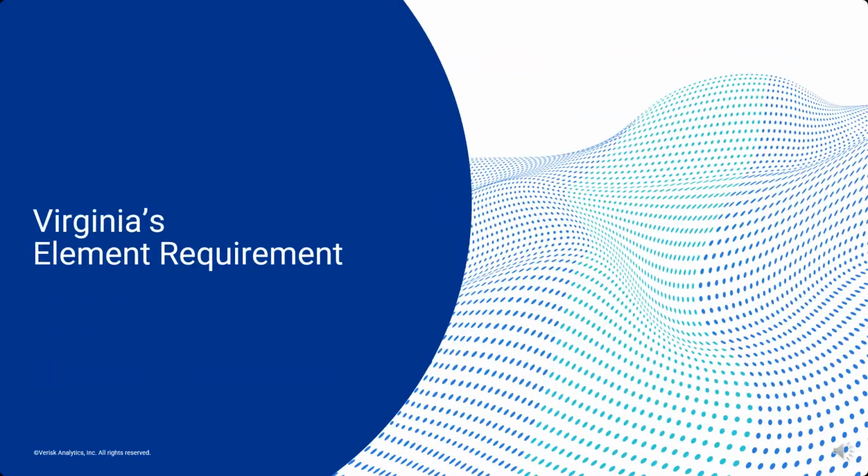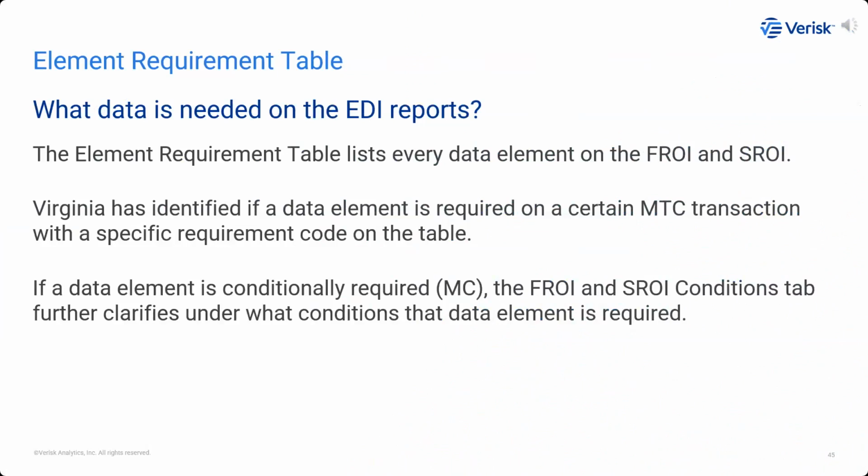The next set of requirements we will go over will be Virginia's specific element requirement table. So, what data is needed on the EDI reports? Well, I'm sure most of you already know the answer to that question, but in case you didn't, the element requirement table lists every data element on both the FROI and SROI MTCs.